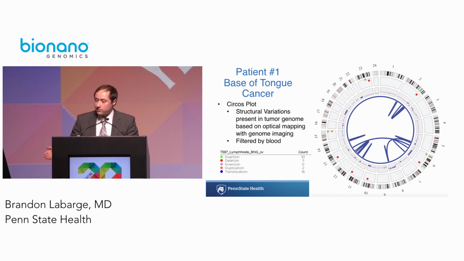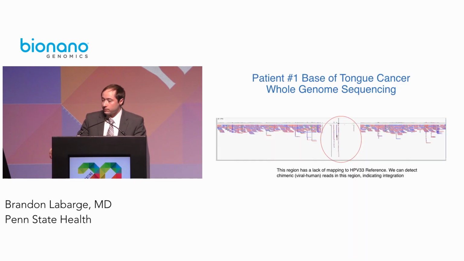And so insertions show up as green circles. You can see one on chromosome 23. Beneath that is where copy number variation is generated, and then in the center are the translocations. We also filter all our cancer samples by patient-matched blood to remove any germline mutations. So what we're seeing are just somatic mutations present in the cancer. So this patient has a fair number of structural variations in their cancer, including a number of translocations.